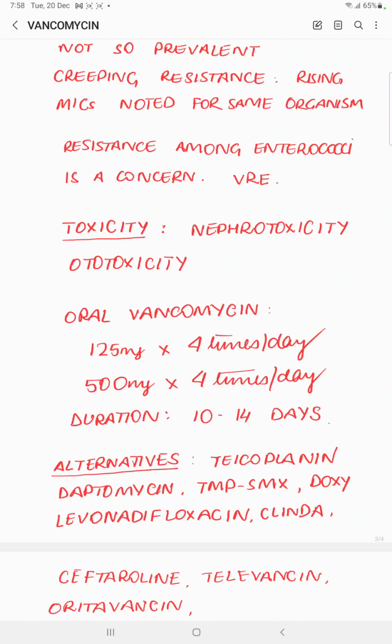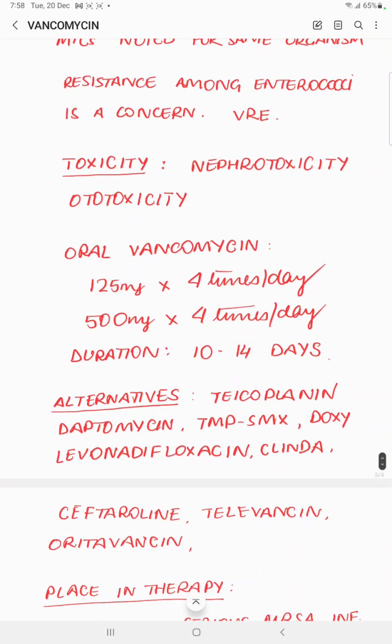What about the use of oral vancomycin? This is for Clostridium difficile-associated diarrhea. If the patient is stable, then the dosage is generally 125 milligrams 4 times a day. And if the patient is sick or critically ill, then the dose is 500 milligrams 4 times a day. For more severe C. difficile infection, the dose is 4 times more. The duration of therapy is generally 10 to 14 days.